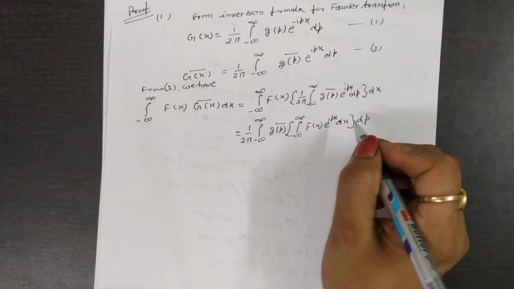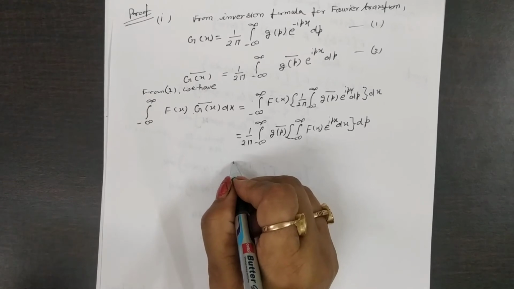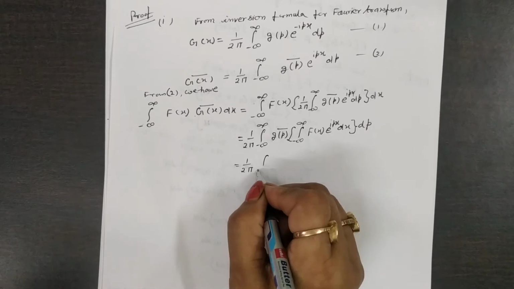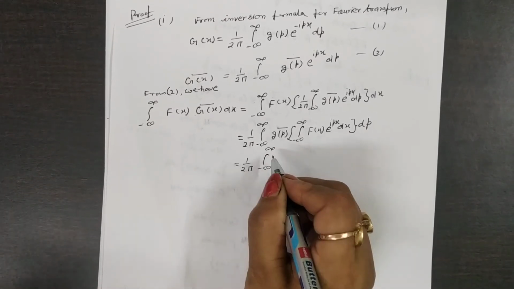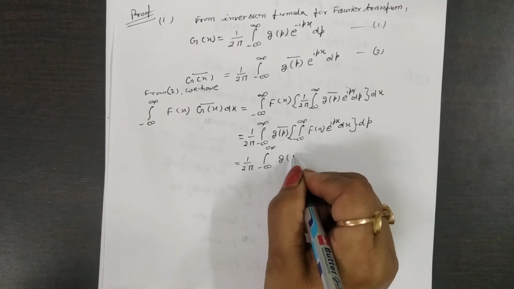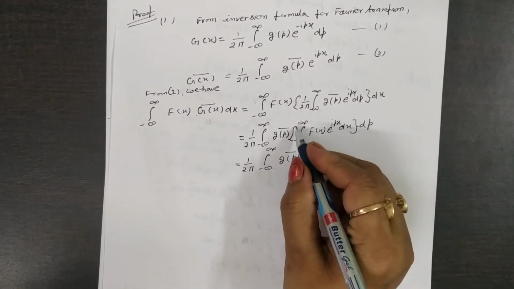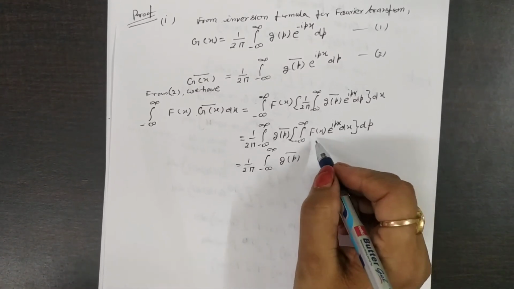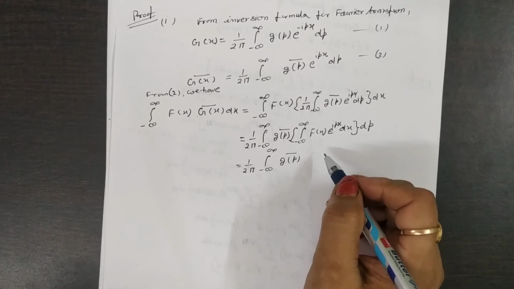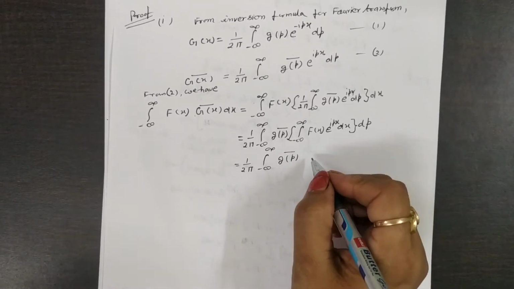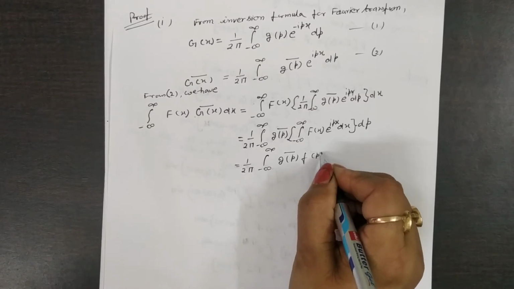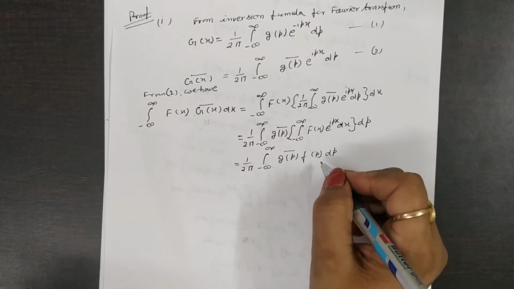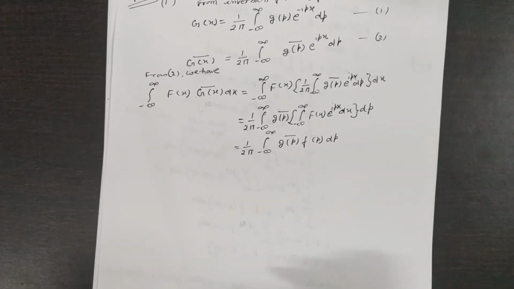And this can be written as 1 by 2 pi, integral from minus infinity to infinity, g(p) bar, and actually what is this? This is the Fourier transform of f(x), which is equal to f(p), and dp is here. Clear? Okay. So the first identity is proved.